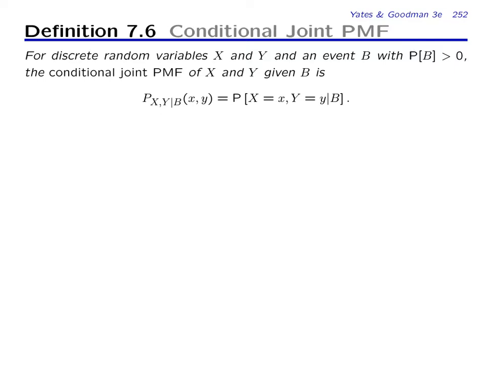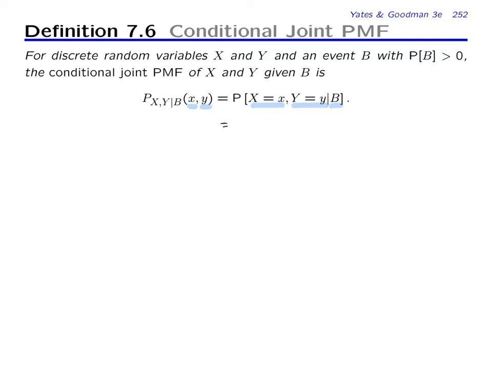On the left side, we have a function of the dummy variables, little x and little y. And on the right side, we have the conditional probability that X equals x and Y equals y given the event B. Before conditioning, we thought of X and Y as a pair of random variables with the joint PMF p of XY. Now we have X and Y given B as a new distribution on those x's and y's.